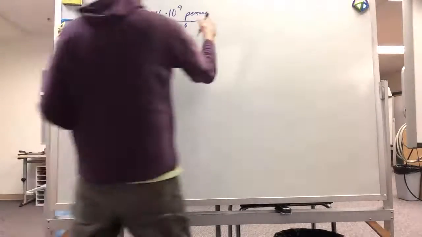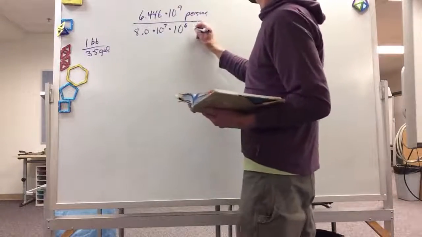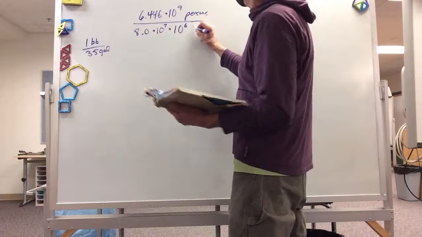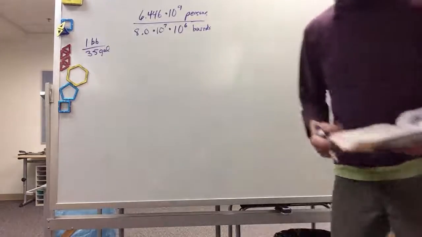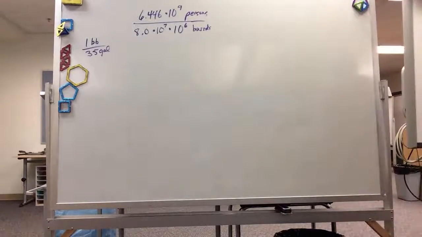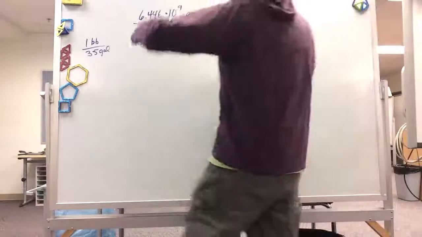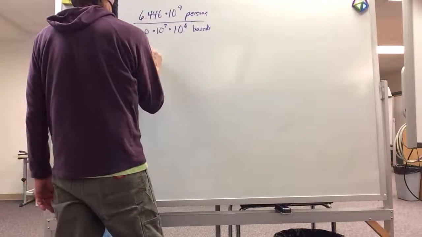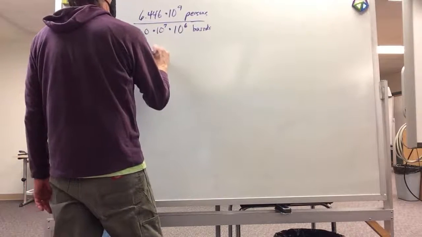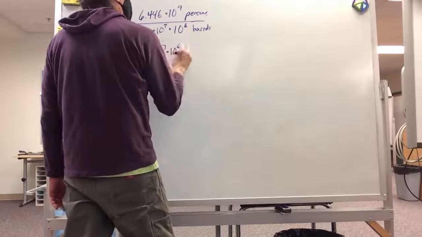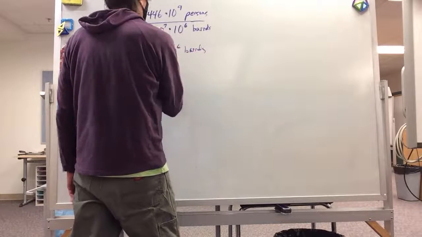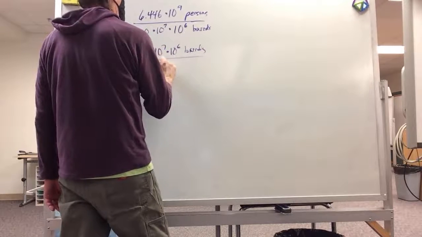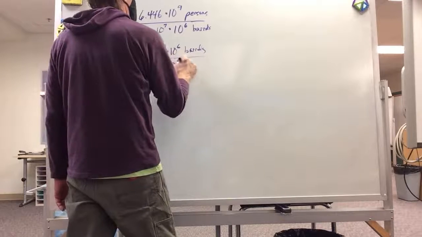So if we did this work right here, we would have persons per barrel. Is that what we want? No, we want barrels per person, so we have to flip it. We have to take a reciprocal rate. So this is barrels per 6.446 times 10 to the 9th persons.